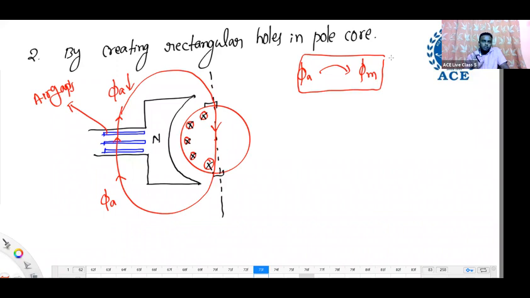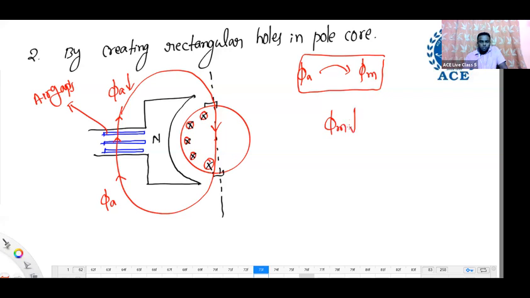But there is a drawback in this method. What is the drawback? Yes, the drawback in this method is that the main flux also decreases. Main flux also decreases. That is the main problem of this method.